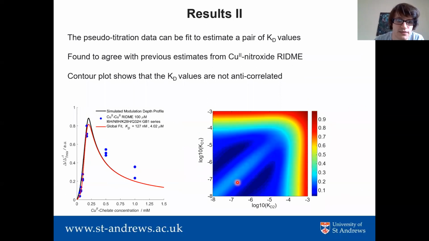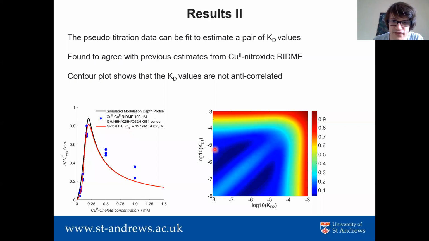But perhaps the coolest aspect of this approach is that, in principle, we can extract a pair of KD values from a singular RIDME pseudo-titration series. And we were quite surprised because we found that we had very nice agreement with the previously determined copper nitroxide RIDME values.